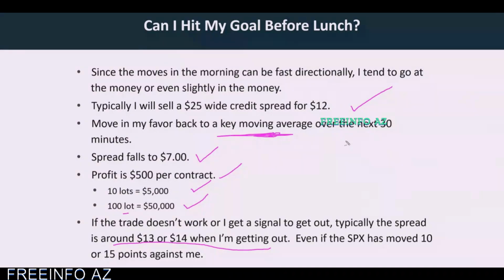And what's great about this is that on the S&Ps, a lot of times the S&Ps will drop 20 points and everybody's getting stopped out, right? The SPX can drop 20 points and your spread moves 2 points. So they're very, very forgiving, especially in the first couple hours of the day. And so that's pretty good that way.